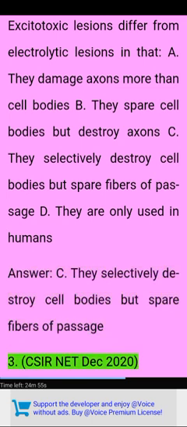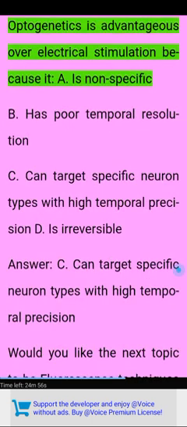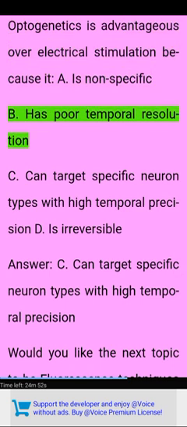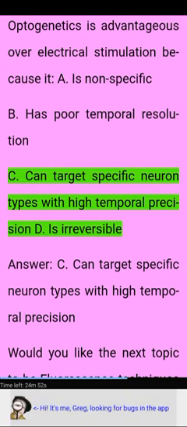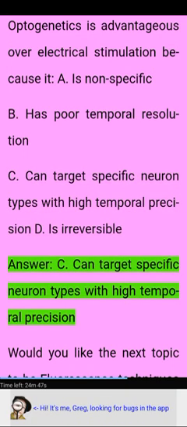3. CSIR NET December 2020. Optogenetics is advantageous over electrical stimulation because it: A. is nonspecific. B. has poor temporal resolution. C. can target specific neuron types with high temporal precision. D. is irreversible. Answer: C. can target specific neuron types with high temporal precision.